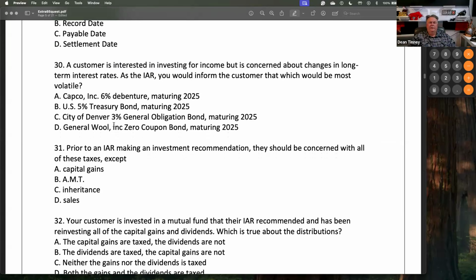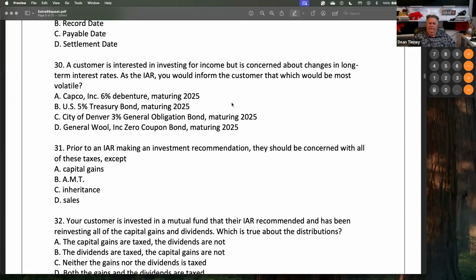What if I call you the day before the ex-date and say, hey, you gotta buy it today? Well, no, it trades T plus two. And remember, that's called selling dividends. Big, big no-no, big time test fodder. Right? No selling dividends.